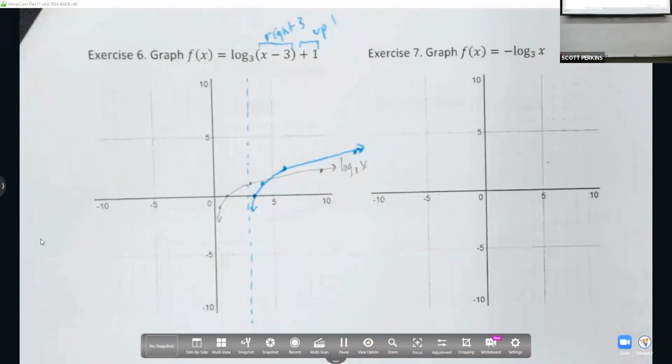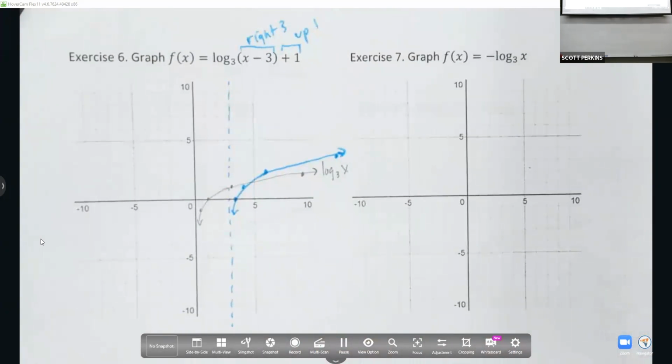The last problem for the day is again based on the log base 3 graph. I'll give you a minute and a half or so to finish this out. This time there's a negative in front of the log base 3 graph.